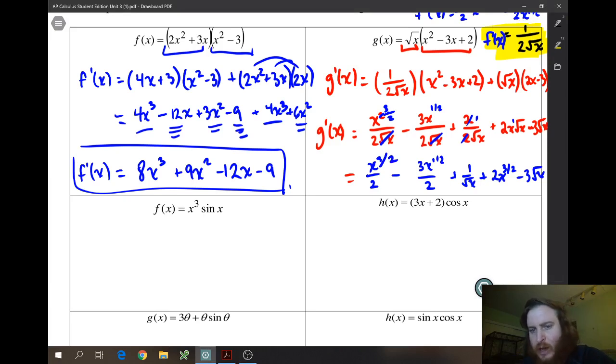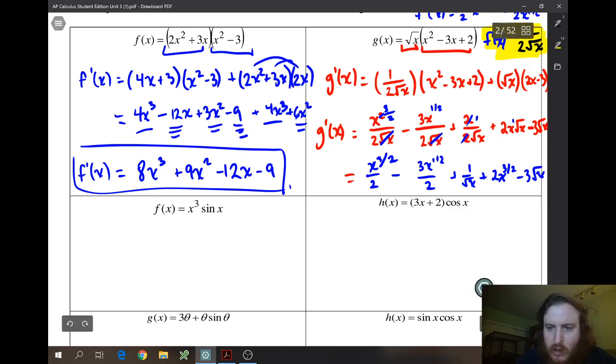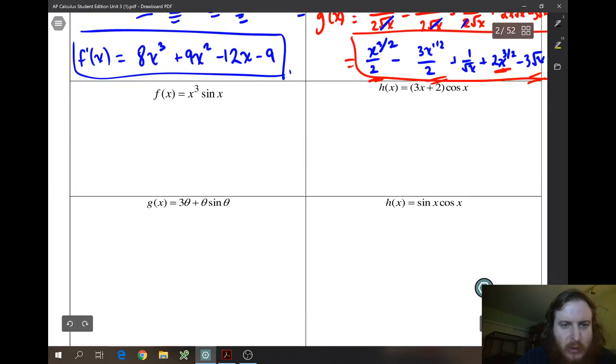So hypothetically, we could actually combine a little bit of like terms here, because if you see this guy has x to the 3/2 and x to the 3/2, and then this term is x to the half, and that's the same as a square root of x, but I'm going to go ahead and just leave our answer here. Okay. So next one, f of x equals x cubed times sine of x.